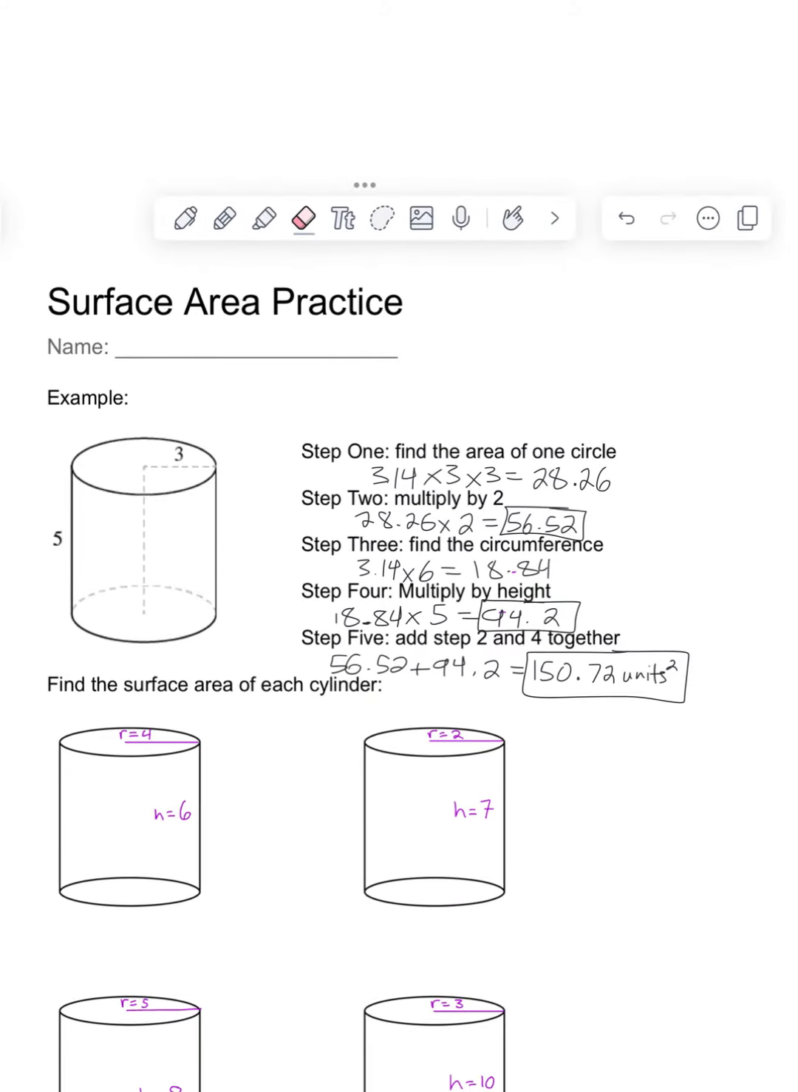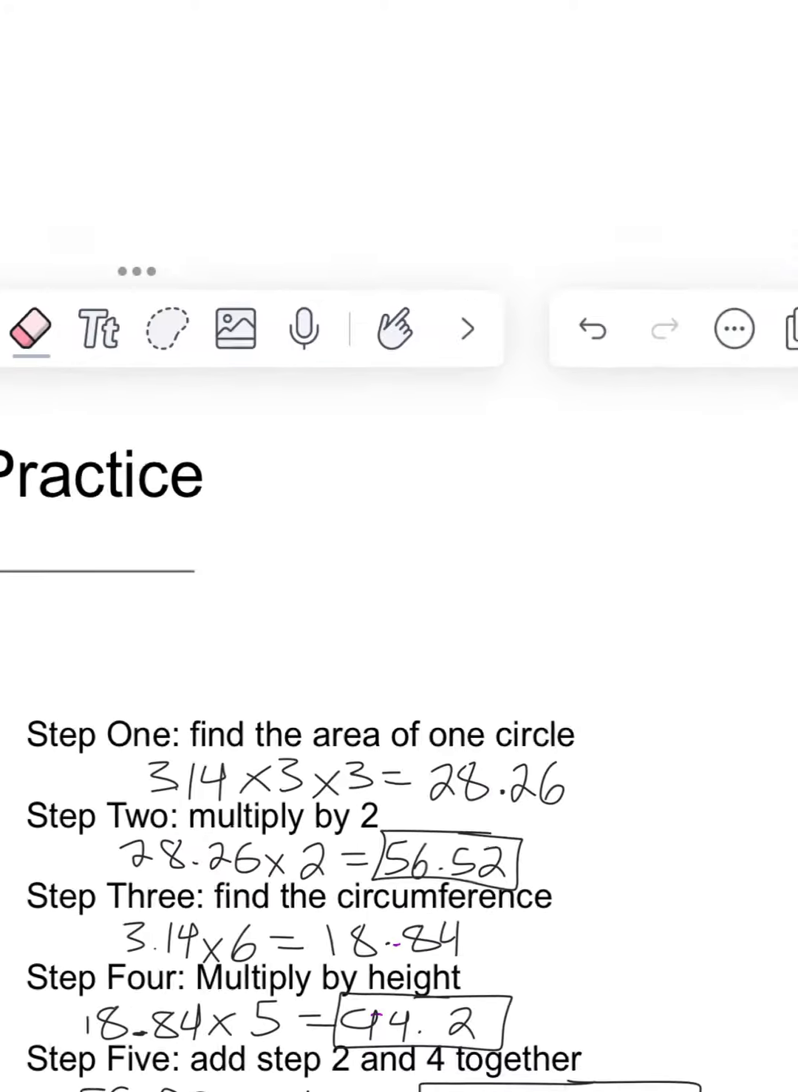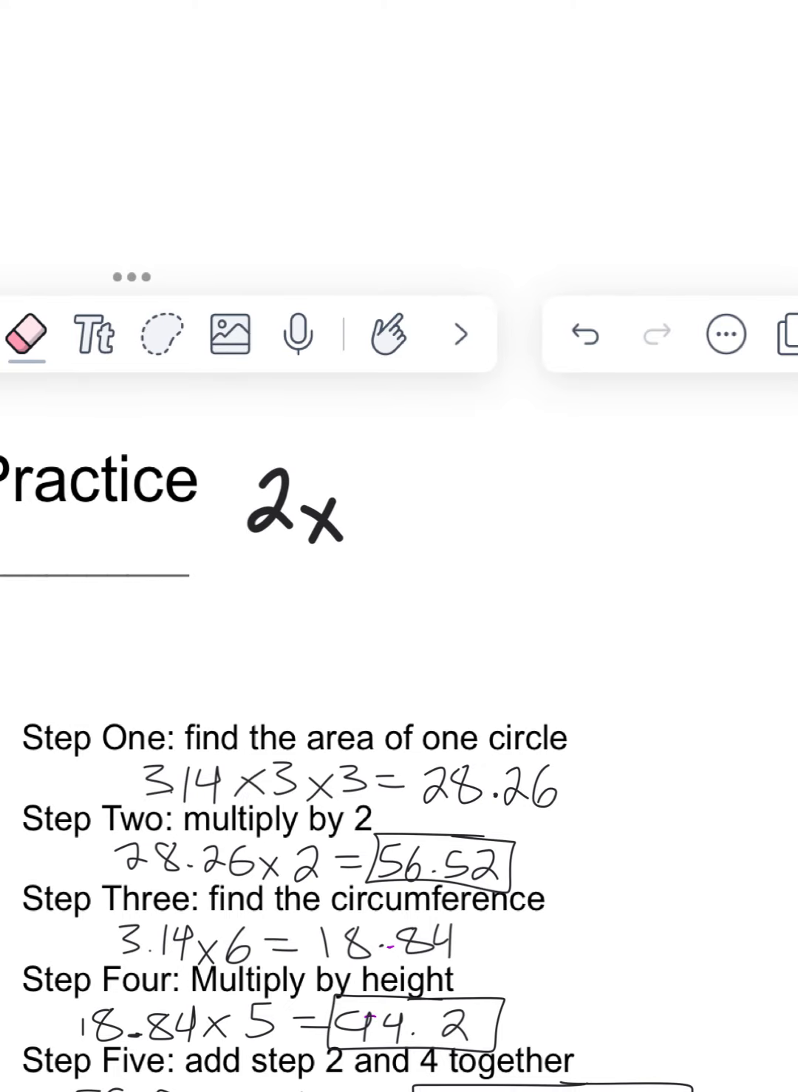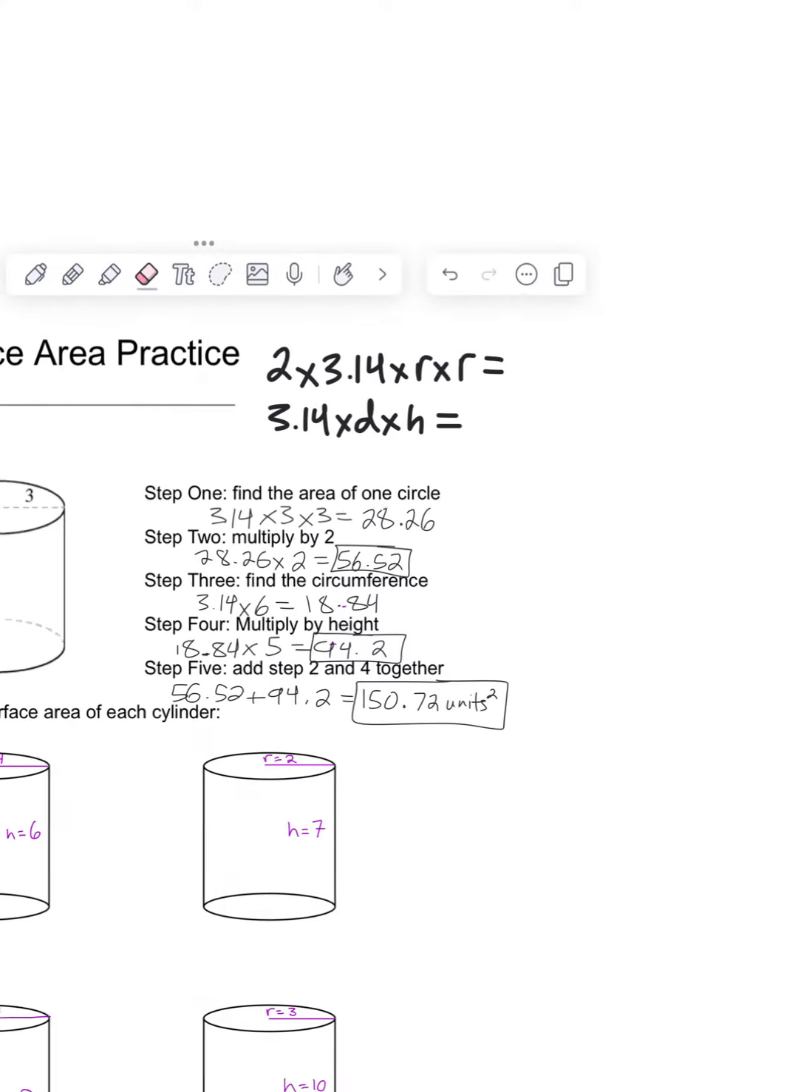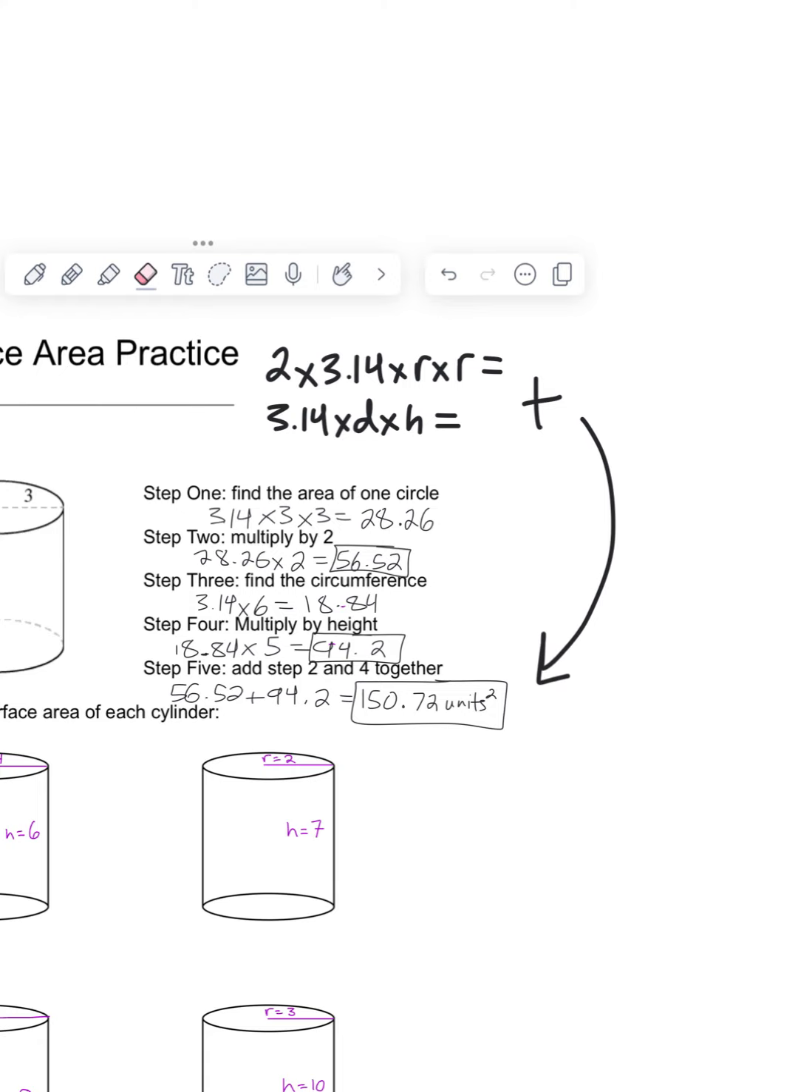And remember, there was that formula that I wrote on Post-it notes for some of you for IXL. That formula would have been 2 times pi times r, and then we said pi times diameter times height. Once you get those 2 answers, you add them together to get your final surface area.